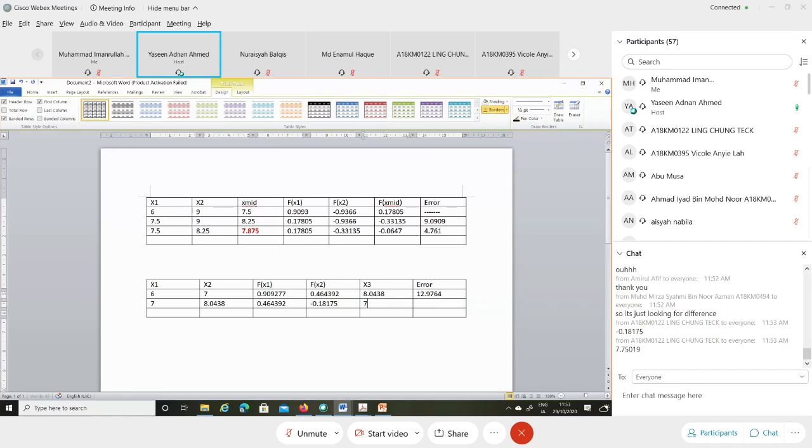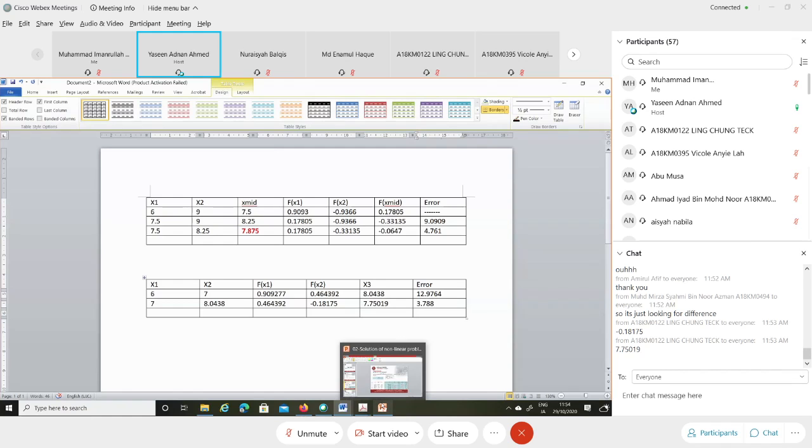7.75019. So now your error will be 7.75019 minus x3 minus x2, 8.0438 divided by 7.75019. So in this case, error is 3.788. Okay.